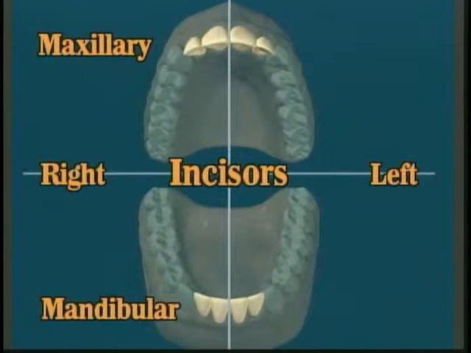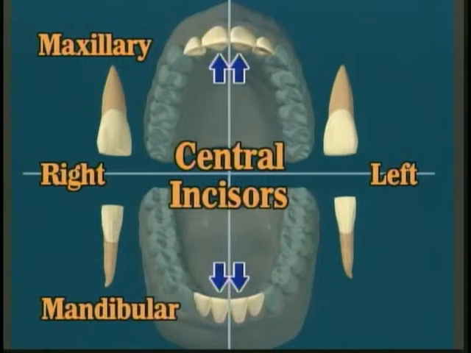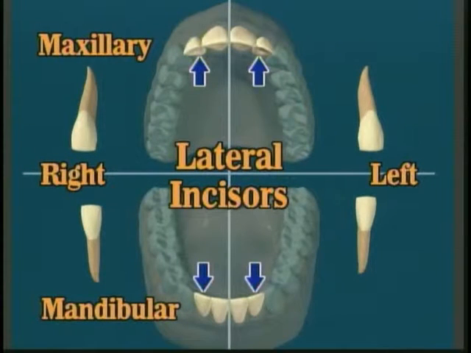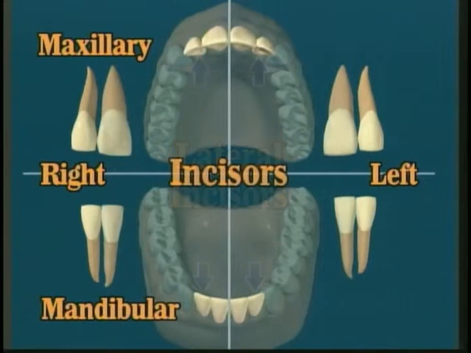The incisors are used for cutting or incising, and there are 4 in each arch. 2 central incisors and 2 lateral incisors. There is 1 right central and 1 right lateral incisor, and 1 left central and 1 left lateral incisor.